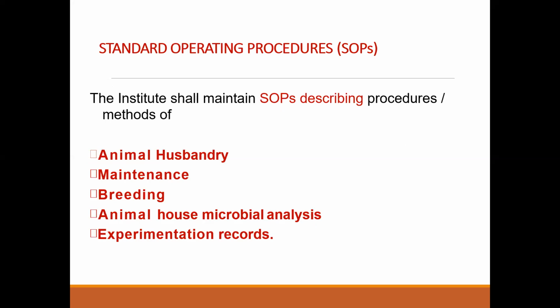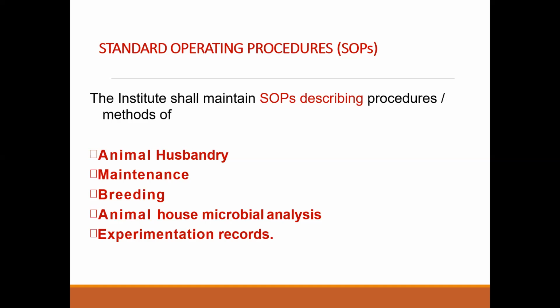The institute shall maintain SOPs describing the procedures. SOP means standard, step by step: which is the first stage, second, and third. A standard operating procedure must be in place for any activity you do in an animal house. This may be animal husbandry, so how to handle the animals and how to maintain them; you should have appropriate SOPs.